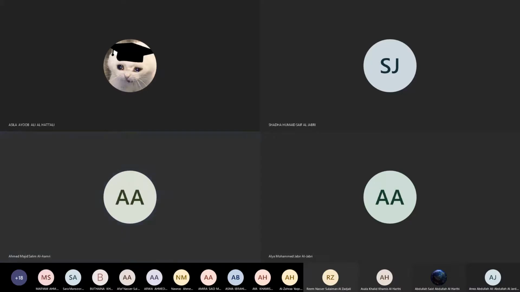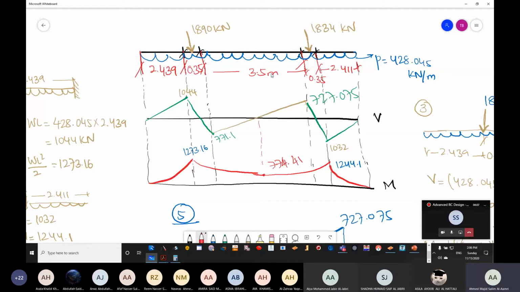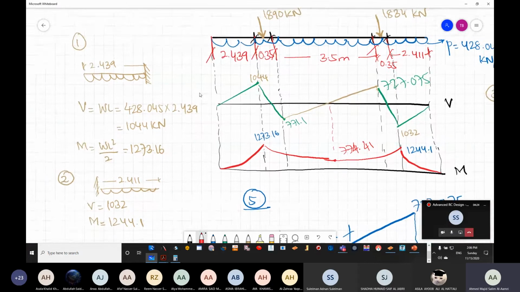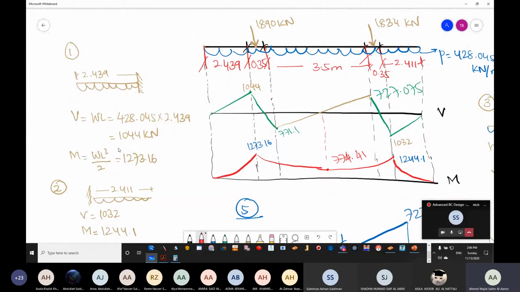Okay. So in the last classes, we tried to find out the bending moment and the shear forces for each and every portion, like whatever you have studied in Theory of Structures 1. I have taken the first portion here, the portion which is 2.439, so the distance is 2.439.